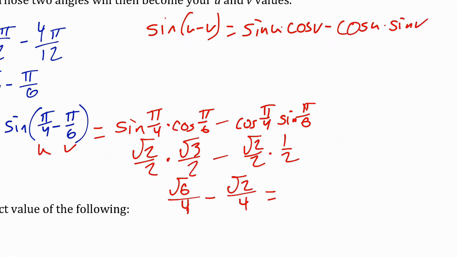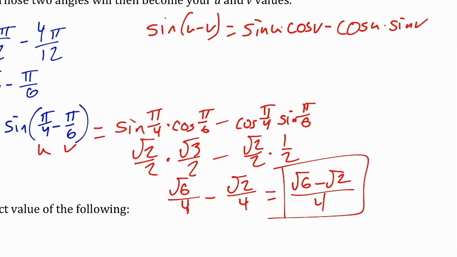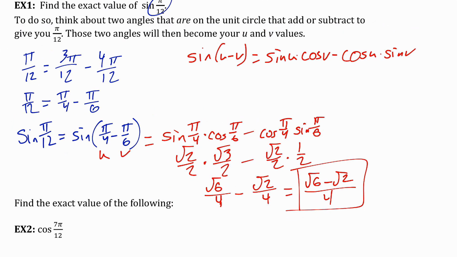Now, we can combine this into one exact fraction. We got the square root of 6 minus the square root of 2, all over 4. So the sine of pi over 12 reduces all the way down, in the most exact form, to the square root of 6 minus the square root of 2, all of that over 4.